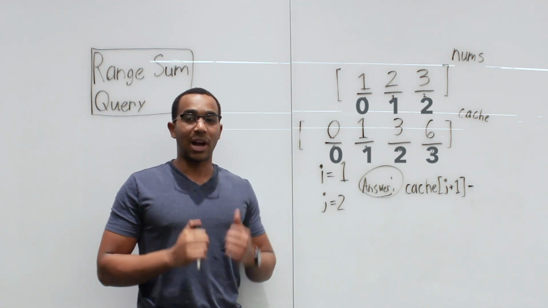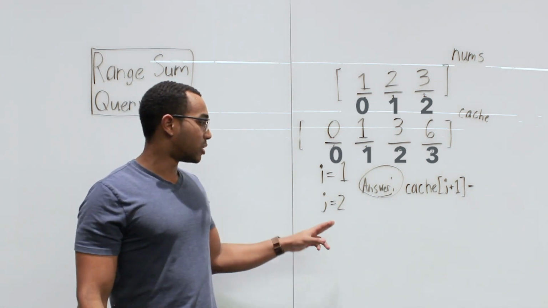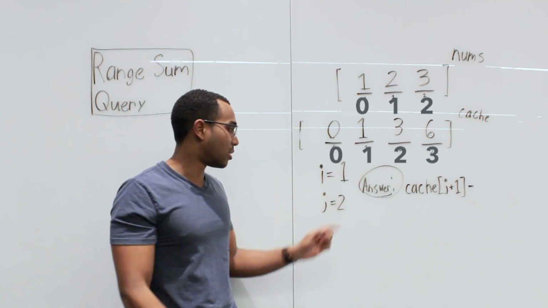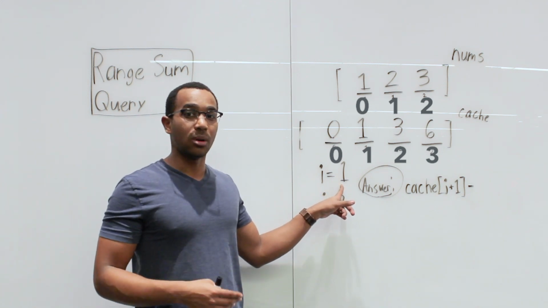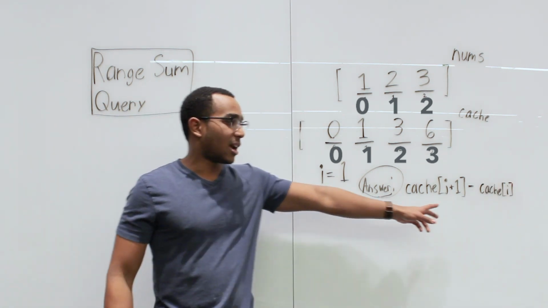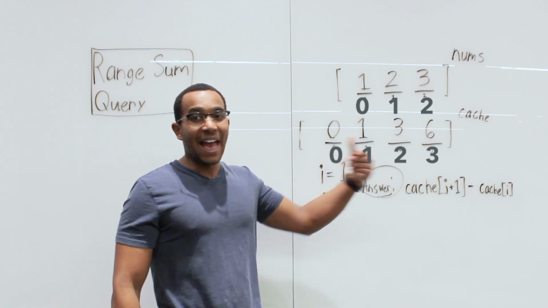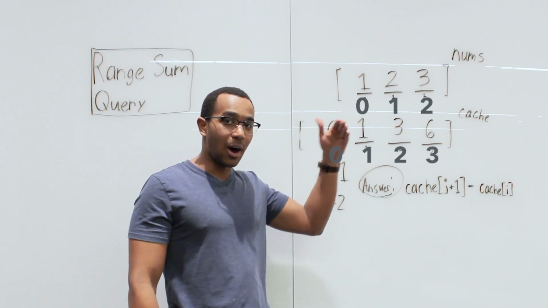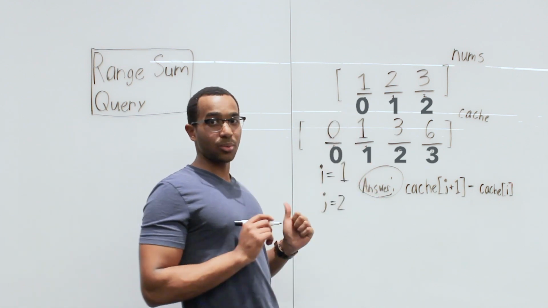And now we need to subtract away the region that we don't want, that lower region. The way we do that is we subtract all the region going all the way up to the left bound. So we need to access the cache at i. And why do we access the cache at i? If we access the cache at i plus 1, we would be excluding the lower bound itself. So we need to go up to i so we don't exclude the left bound. So this is what that looks like.